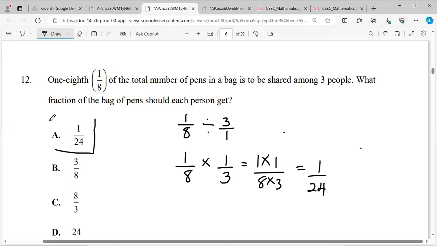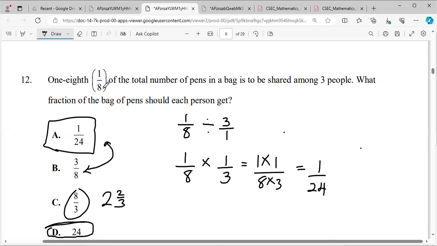Guys, remember, it's 1/8 of whatever it is in the bag, going to be shared among 3 persons. So you're going to take that 1/8 and put it aside and then divide that for the 3 persons. So that is why I say, guys, read it very carefully. Why couldn't it be 3/8 or 24, in your opinion? Because 24 is a whole number, and 8 over 3 is an improper fraction, so this is like 2 and 2 over 3, right? So it comes down to between these two.